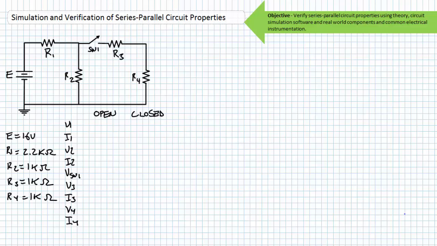When switch 1 is open, this is in effect a pure series circuit consisting of solely R1 and R2 in a pure series relationship with the source. Current in a series circuit is the same, IS equals I1 equals I2. A KVL analysis of the closed series circuit suggests E equals V1 plus V2.